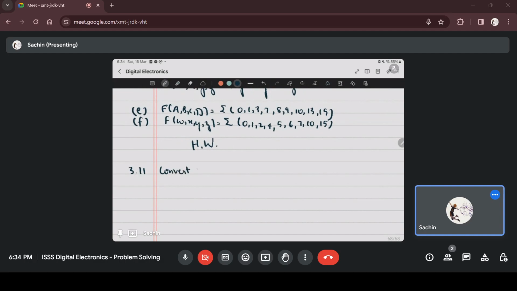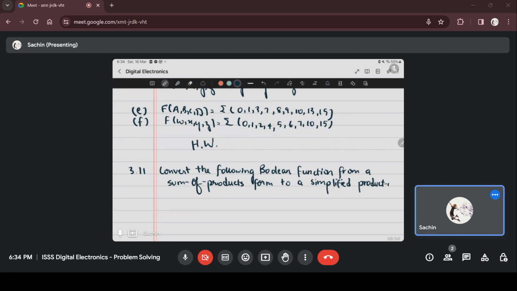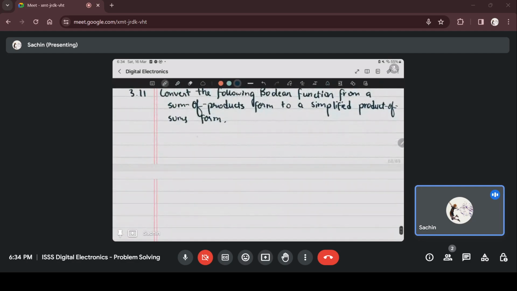Convert the following Boolean function from a sum of products form to a simplified product of sums form, and the expression is f of xyz, three variables, summation of minterms 0, 1, 2, 5, 8, 10 and 13.